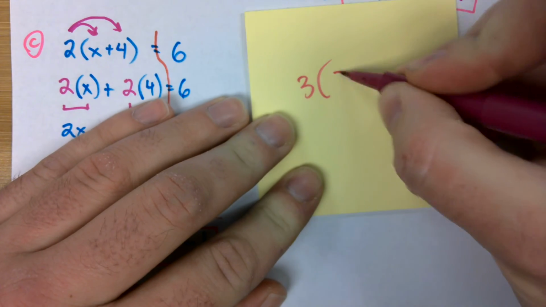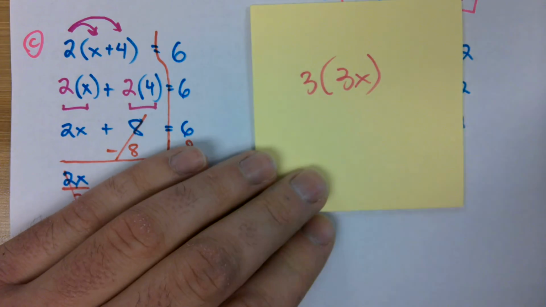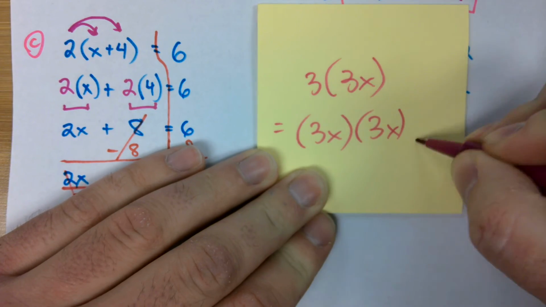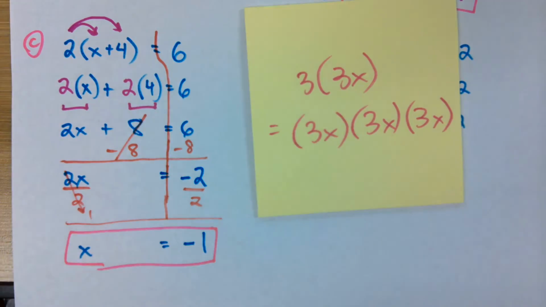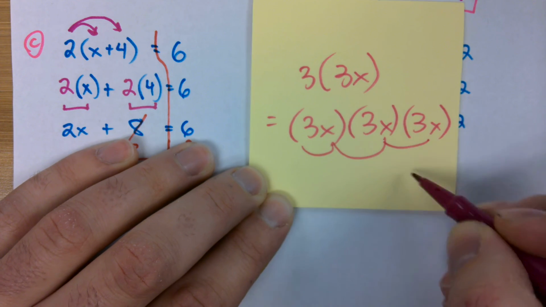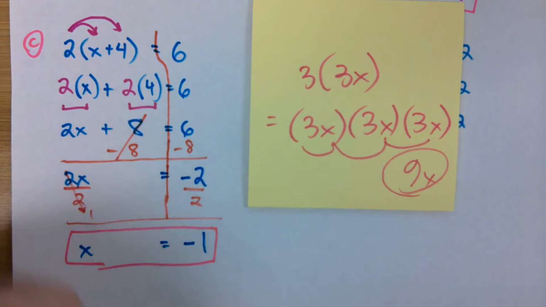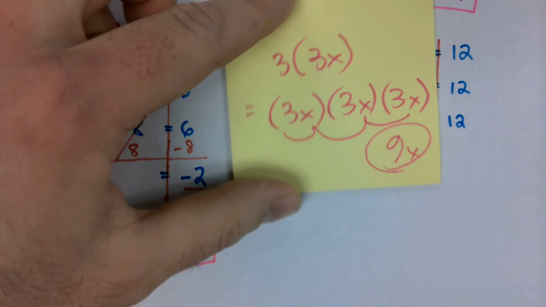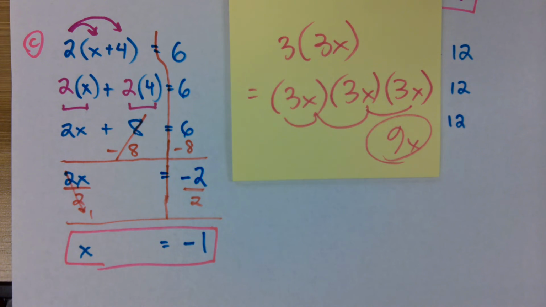If we have 3 times 3x, that's like writing out 3x times 3x times 3x. How many x's is that in total? 3, 6, 9. 9 x's in total. So we just multiply the 2 numbers. You guys see what I mean by that? Yes. Okay.